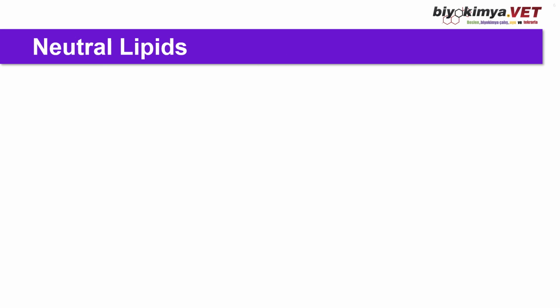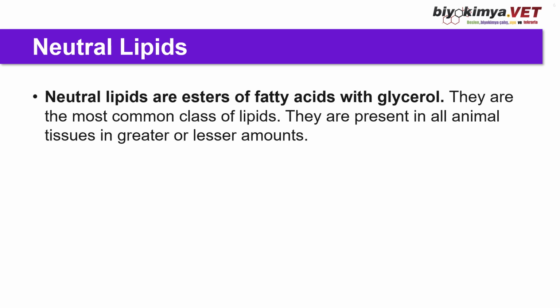After the information about glycerol, now we are ready to add groups to glycerol to get the glycerolipids, and the first one is neutral lipids. Neutral lipids are esters of fatty acids with glycerol. They are the most common class of lipids. They are present in all animal tissues in greater or lesser amounts.